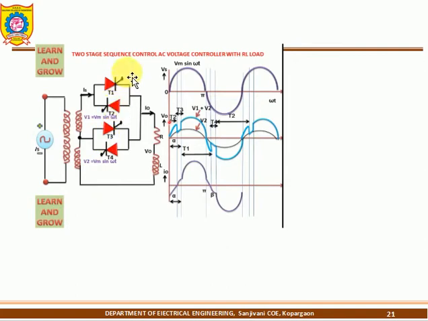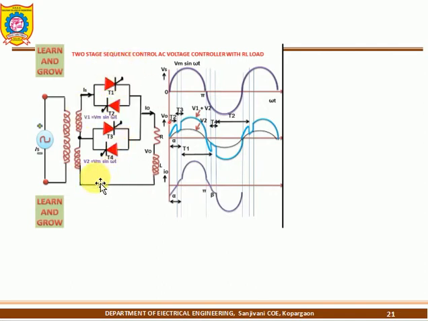I use it for one single phase AC voltage controller, and another single phase AC voltage controller as well. So how many single phase AC voltage controllers are used? 1 and 2. So I am using a dual single phase AC voltage controller. Each single phase AC voltage controller has 2 switches, here also 2 switches, so totally 4 switches are used.